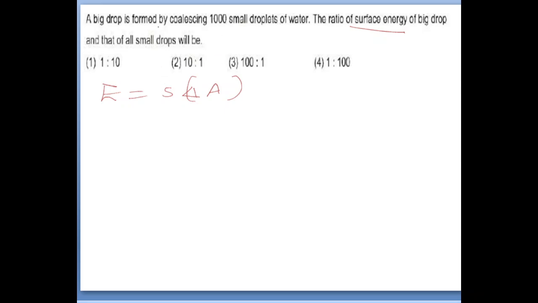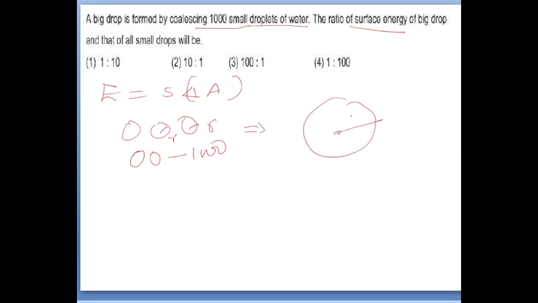The thing given here is that a big drop is formed by collapsing a thousand small drops of water. First, make an idea: there are a thousand small drops. Every drop is identical, with radius r. When you combine these thousand drops into a big drop of constant radius, it will be a spherical water drop.